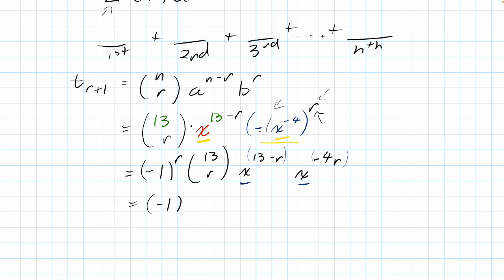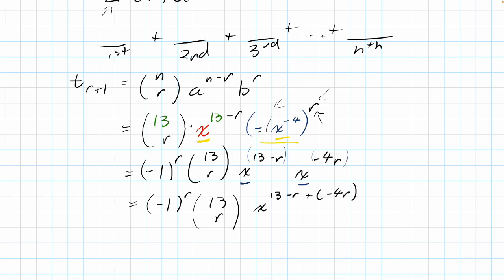So we have negative 1 to the power of r. We still have some combination, 13 choose r. And this becomes a single exponent, or variable, I should say, x to the power of 13 minus r plus negative 4r.